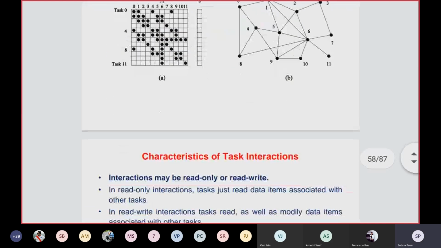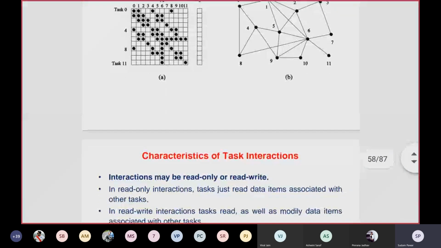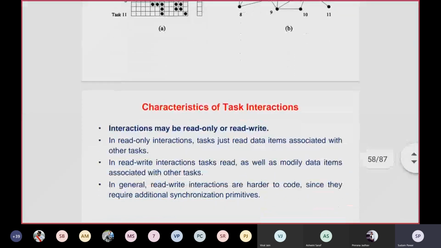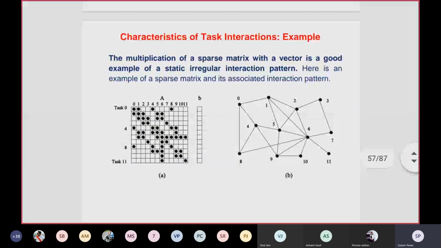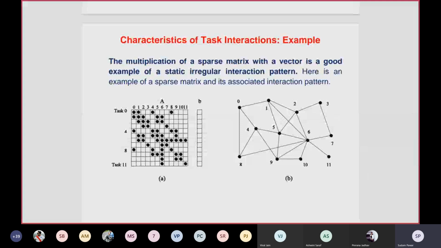So I think today we'll stop here. Characteristics of tasks based on the criteria read-only and read-write we'll see in the next lecture, because there are different ways of writing the characteristics of task interactions.